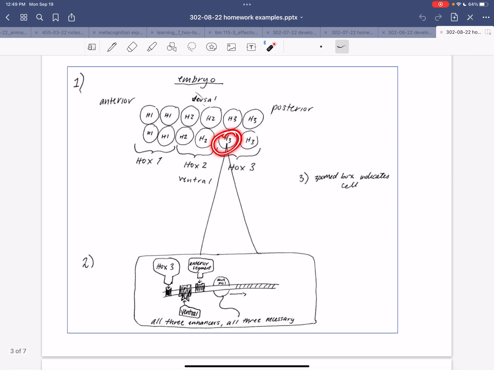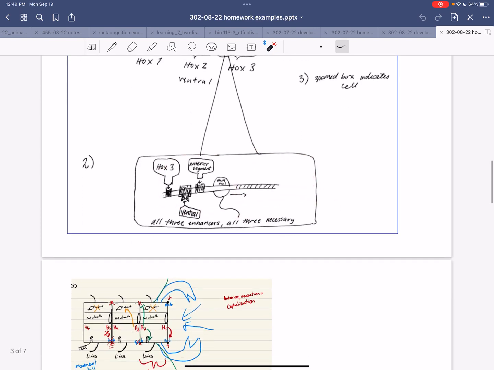Another one, here we go. There's Hox 3. Zooming in, you're going to have Hox 3, ventral, anterior segment, need them all. They're all enhancers, they're all necessary for gene X to be expressed. Again, gene X wasn't labeled, but in this context, I know this has to be gene X, or this whole thing is gene X.